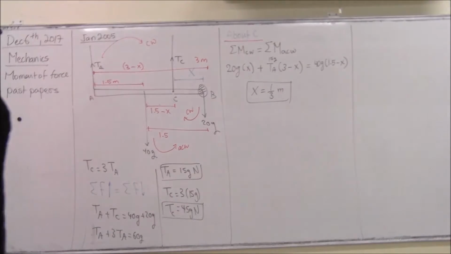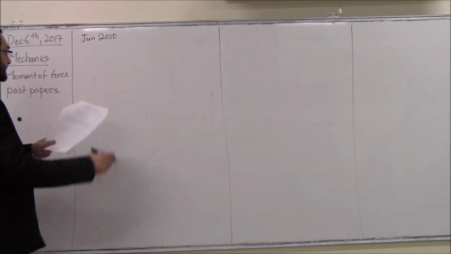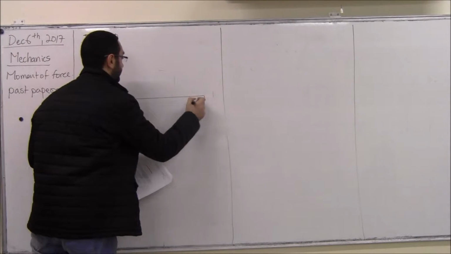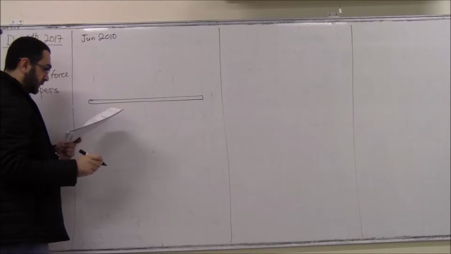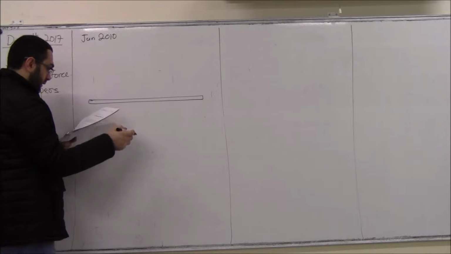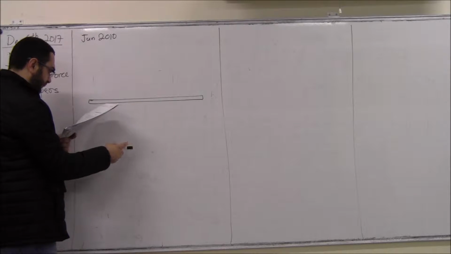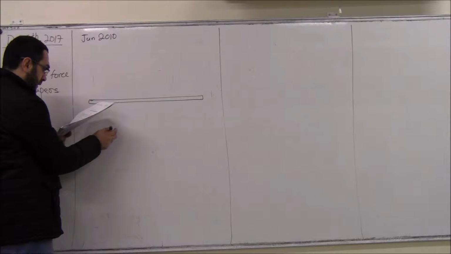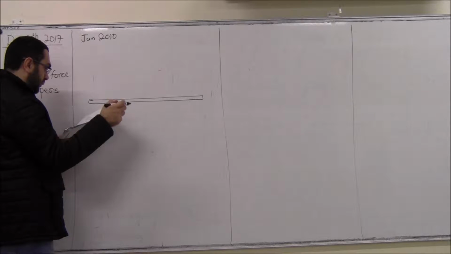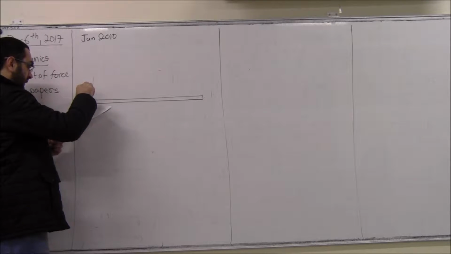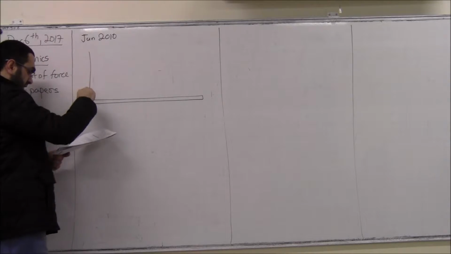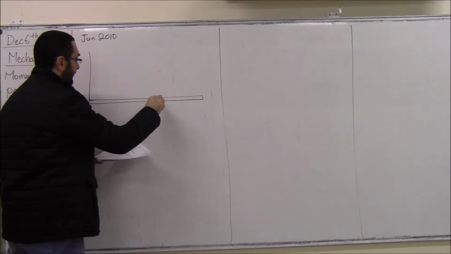Okay, a plank AB has length 3 meters and weight newtons, is held in horizontal position in equilibrium by 2 vertical rods, one attached at A, one at C.